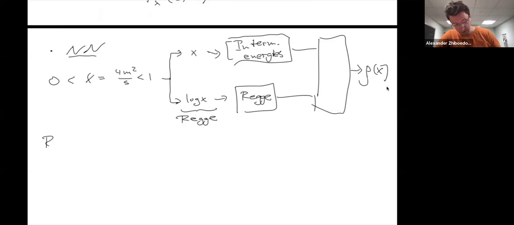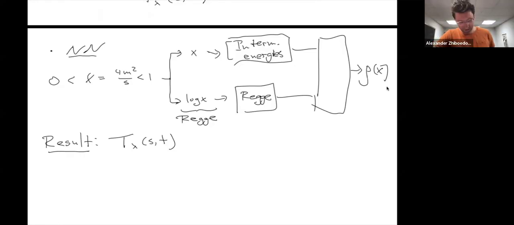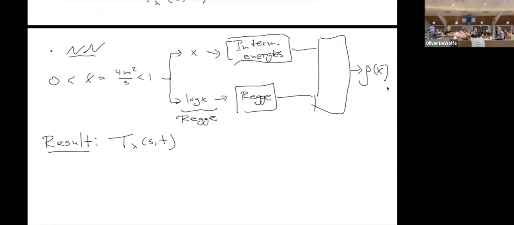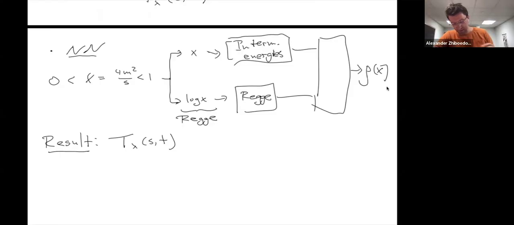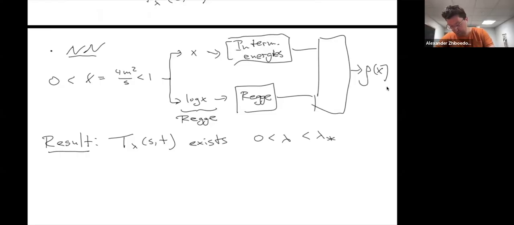And the result is that indeed you find that this function T_lambda(S,T), there is a question. Or maybe not. Well, you will interrupt me. The result is that this function exists, and you can construct it, say, for lambda between 0 and some critical value, which we got to be something like 70 pi.